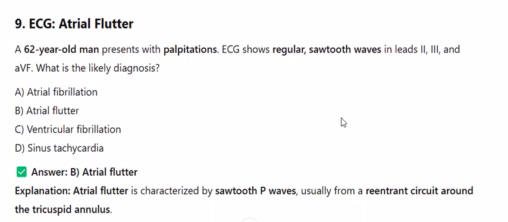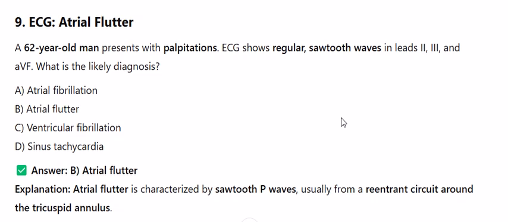9. ECG, atrial flutter. A 62-year-old man presents with palpitations. ECG shows regular sawtooth waves in leads II, III, and aVF. What is the likely diagnosis? A. Atrial fibrillation, B. Atrial flutter, C. Ventricular fibrillation, D. Sinus tachycardia. Atrial flutter. Explanation. Atrial flutter is characterized by sawtooth P waves, usually from a reentrant circuit around the tricuspid annulus.